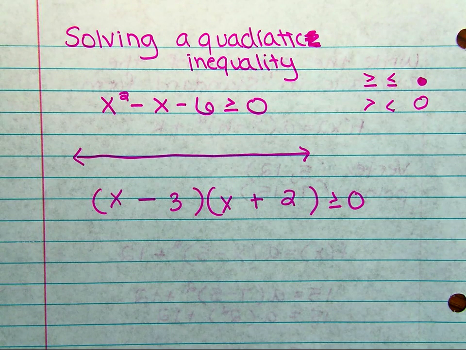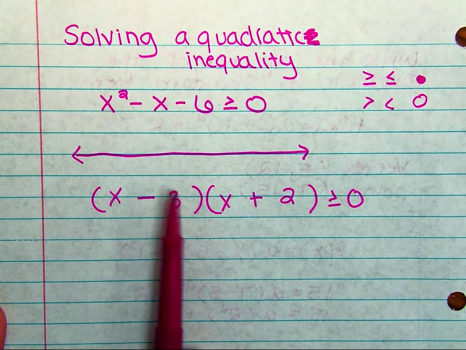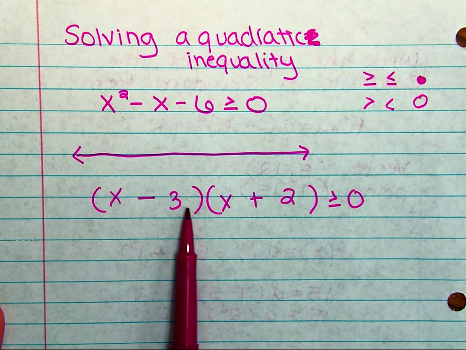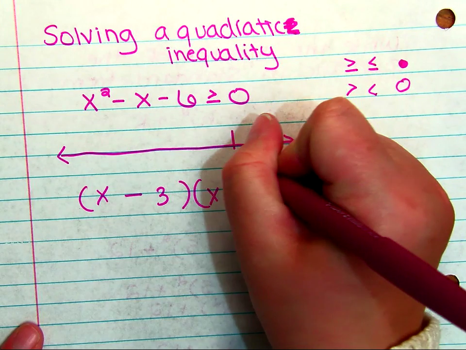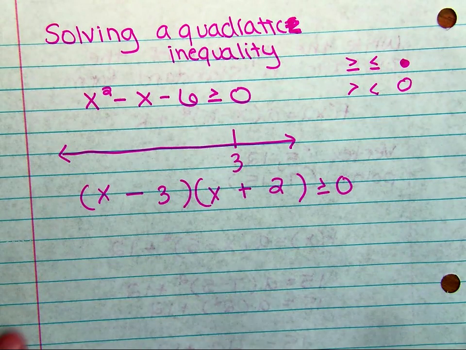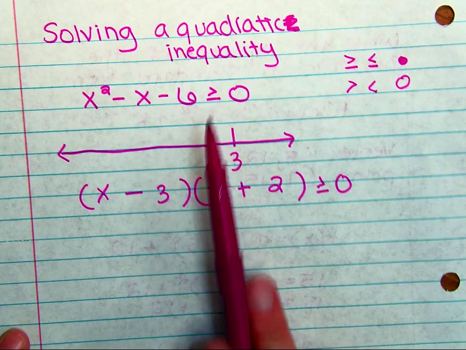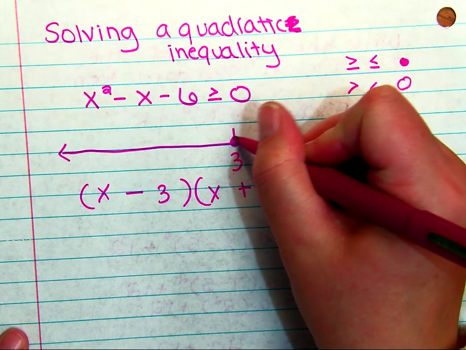Now, where does this equal 0? Well, where does this first parenthesis equal 0? What do I plug in there to get 0? That would be a 3. So I know on my number line I'm going to have a 3. And because this is equal to, I'm going to have a filled in circle at 3.